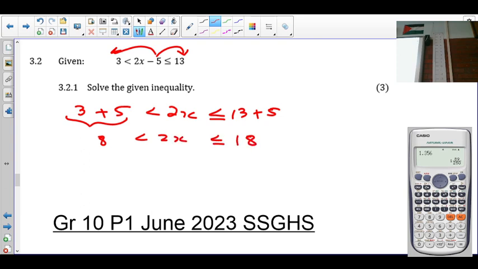So what do I do? How do I get x on its own? Divide by 2. So it's going to be 4 must be less than x must be less than or equal to 9.